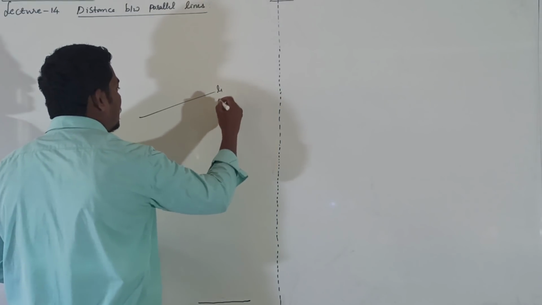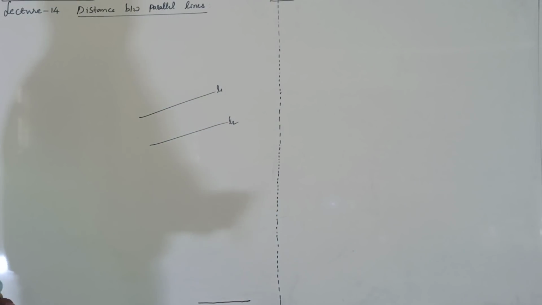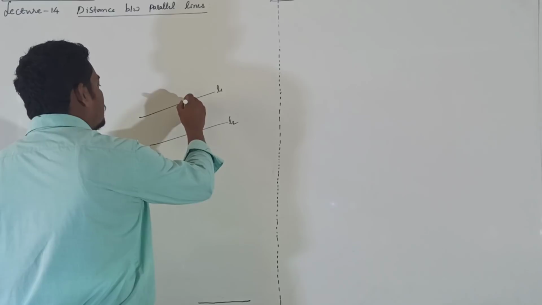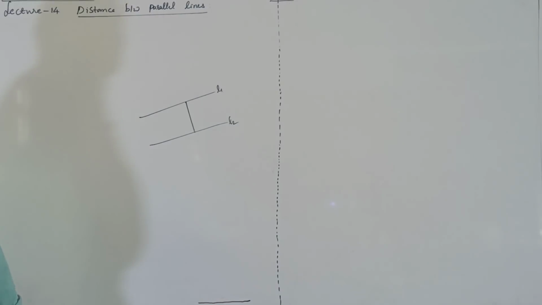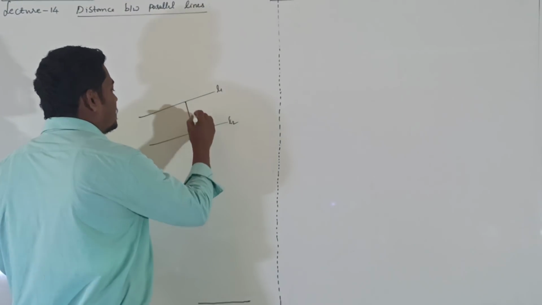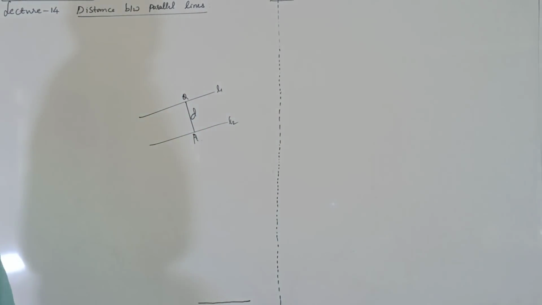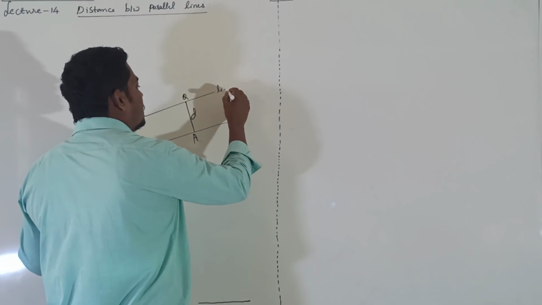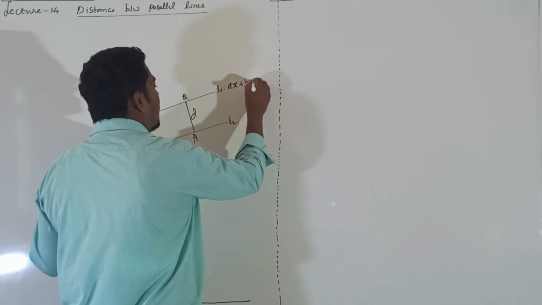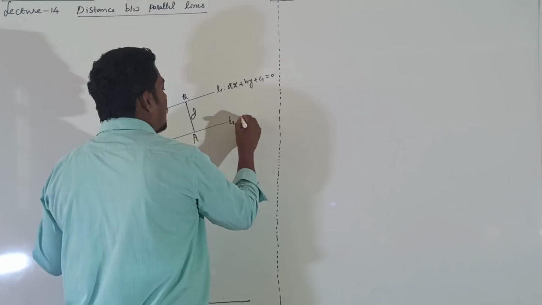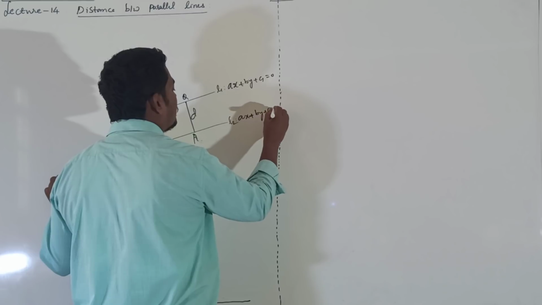Suppose this is one of the lines, L1, and one more line, L2. Clearly these two lines are parallel. If these two lines are parallel, then what is the distance between them? Perpendicular distance between two parallel lines. This is our perpendicular distance, that is PQ. PQ is the perpendicular distance between two parallel lines, and line 1 equation is Ax plus By plus C1 equal to 0 and Ax plus By plus C2 equal to 0.